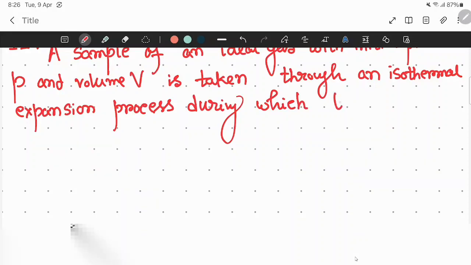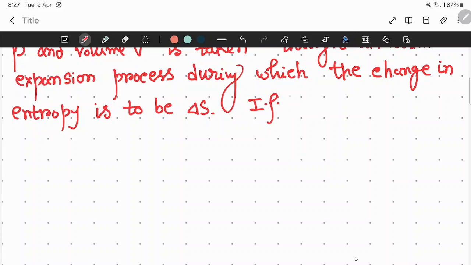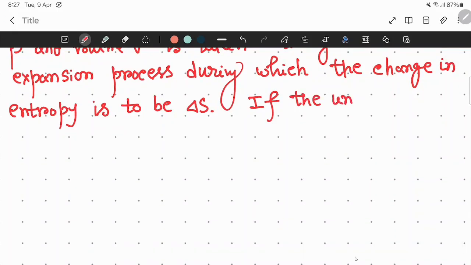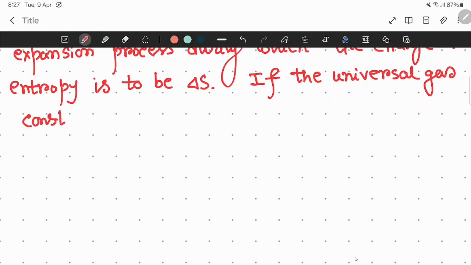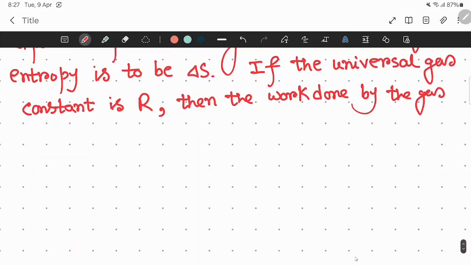During which the change in entropy is to be delta S. If the universal gas constant is R, then the work done by the gas will be.